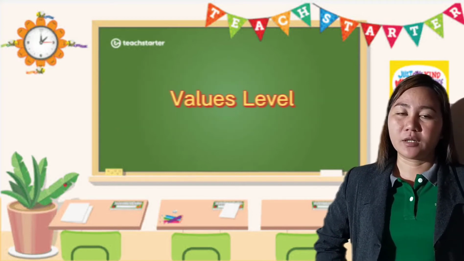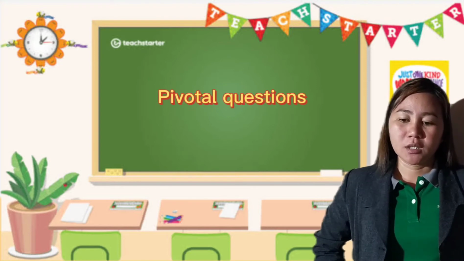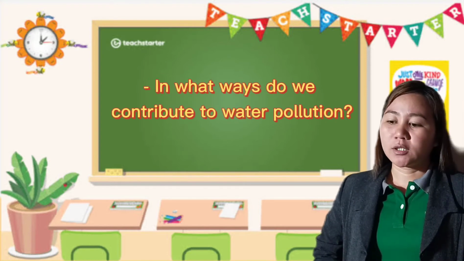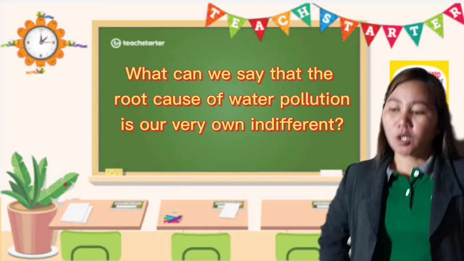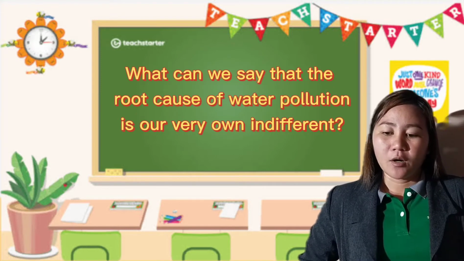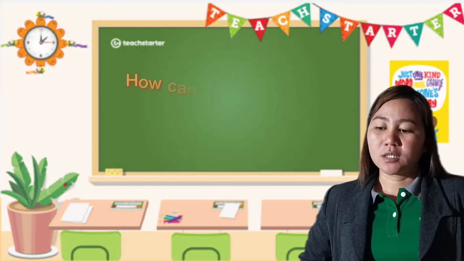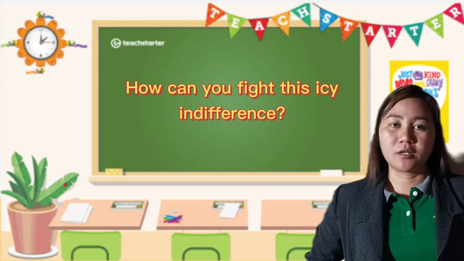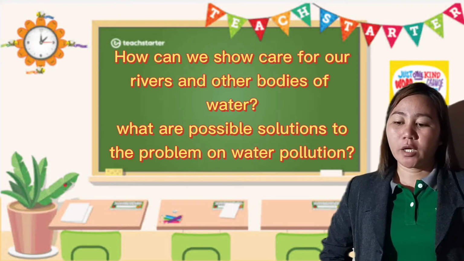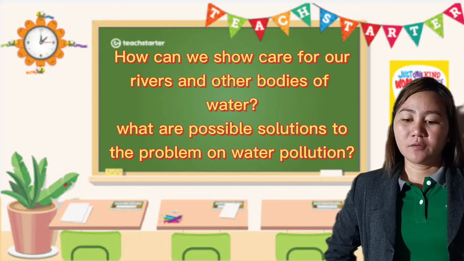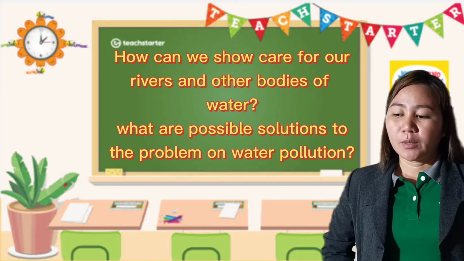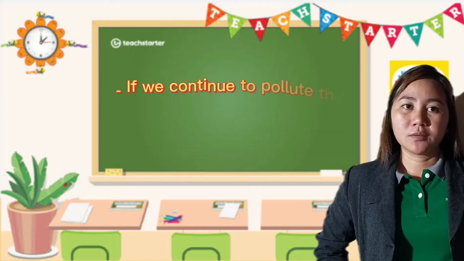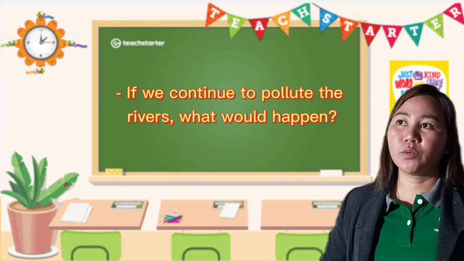The values level, pivotal questions: How do we contribute to water pollution? What can we say the root cause of water pollution is? Our very own indifference. How can we fight this icy indifference? How can we show care for our rivers and other bodies of water? What are possible solutions to the problem of water pollution? If we continue to pollute the rivers, what would happen?